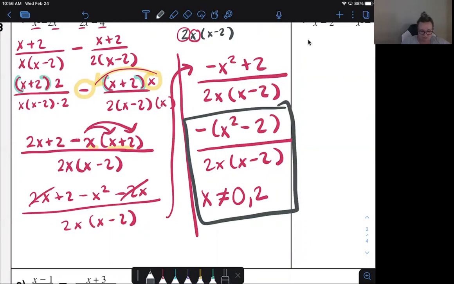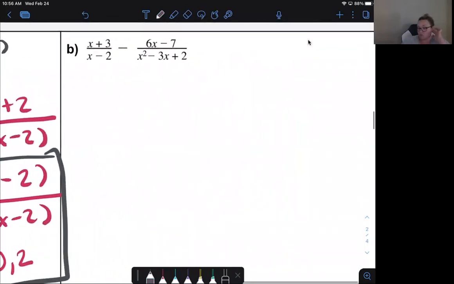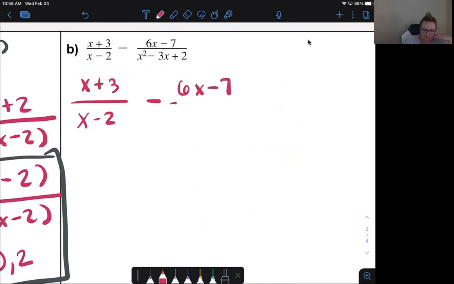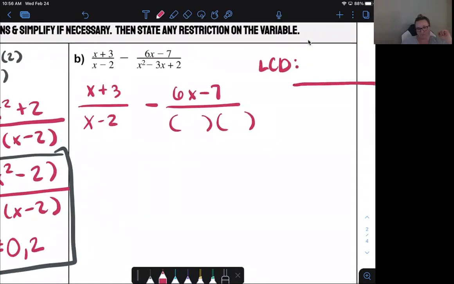All right. Now let's try part B. So I'm going to walk you through this one just like I did before. So we have x plus 3 over x minus 2 minus 6x minus 7 over... All right, I want you to factor that denominator, and then I want you to tell me what the least common denominator would be for this problem. All right, go ahead and give that a shot on your own.